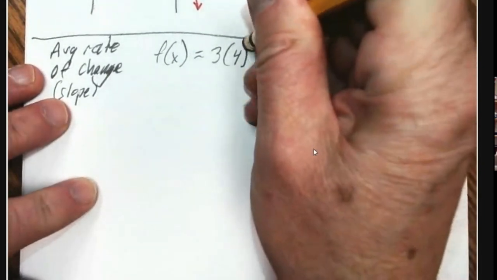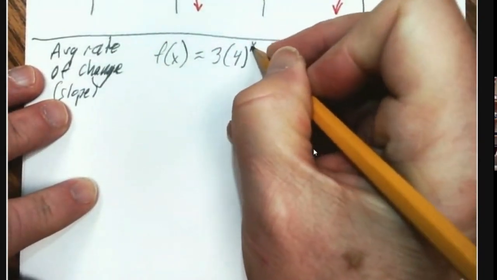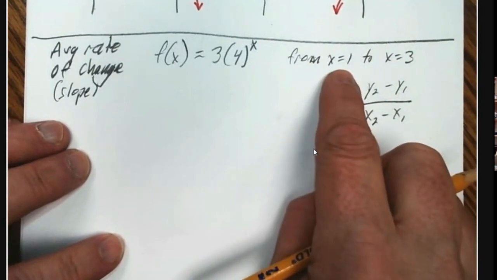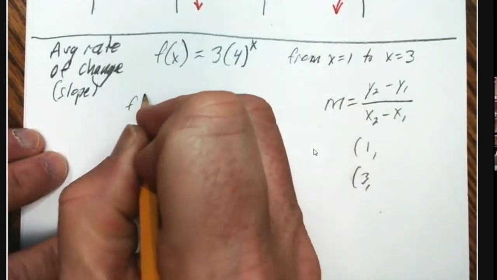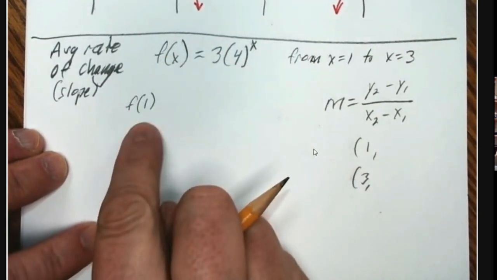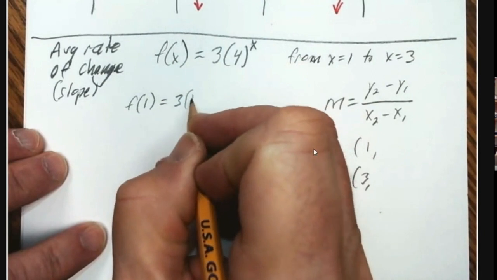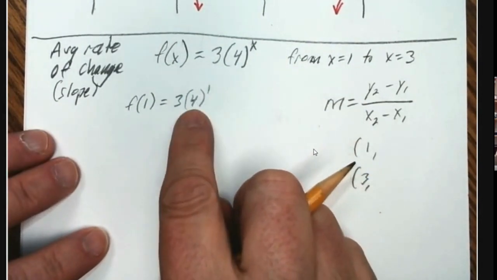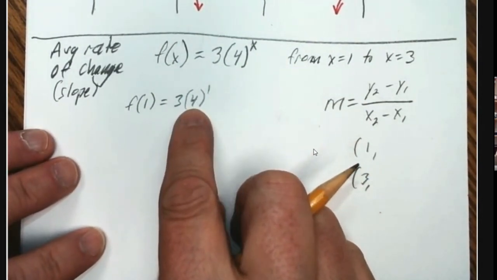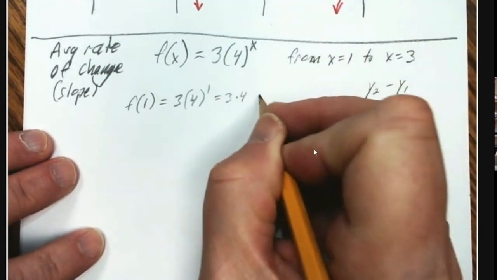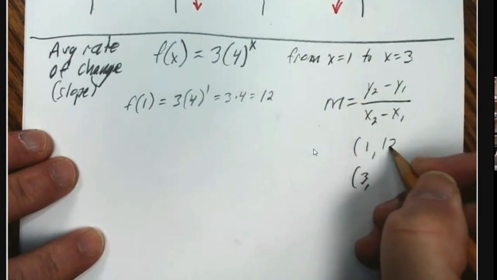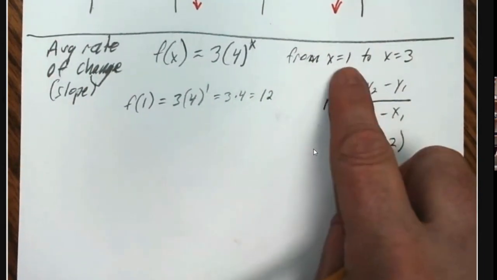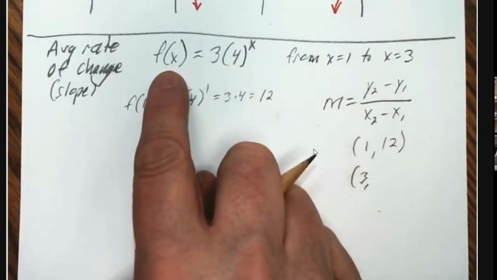Oh, this is not 4 to the fourth. It's 4 to the x. 4 to the fourth is not an exponential equation. The x has to be the exponent. Okay, so when x equals 1, instead of x, it's 1. 4 to the first power. Well, that's just 4. So this is just 3 times 4, which is 12. So there's our first point, 1, 12. When x is 1, the function equals 12.